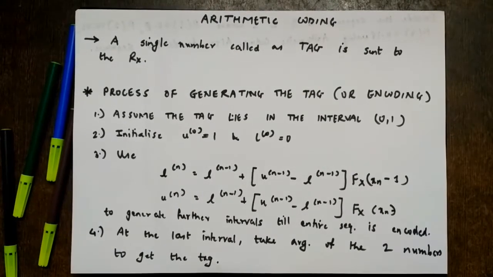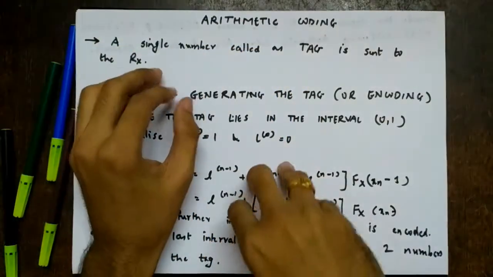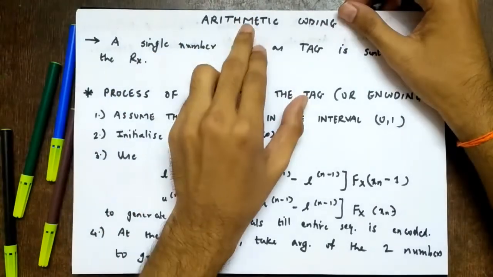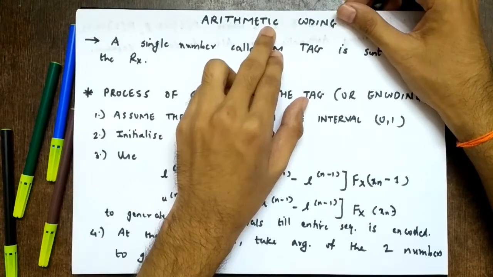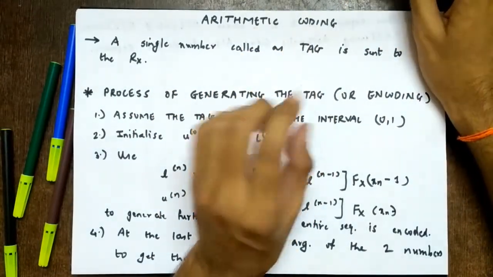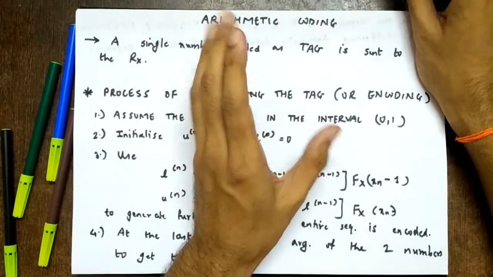Good morning. So the next topic for DCE is arithmetic coding. We have already seen Huffman coding. So what was it? It was a compression technique. This is another form of compression technique called arithmetic coding. How we compress is we generate a single number called a tag, which is sent to the receiver. We generate one single number and send it to the receiver for decoding.